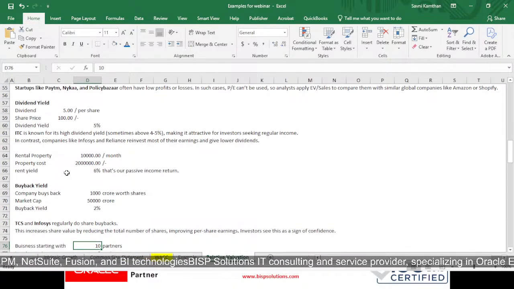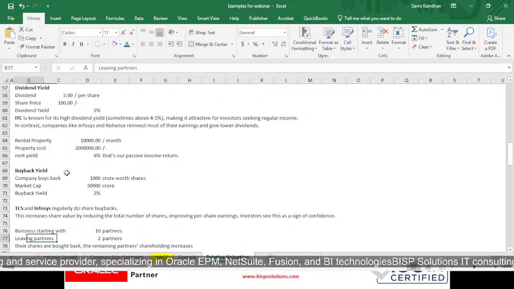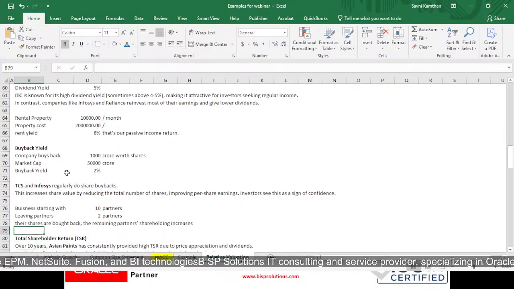This increases their share value by reducing the total number of shares, improving per share earnings. Investors see this as a sign of confidence, right? Think of it like a group business with 10 partners, okay? So 2 partners leave and their shares are bought back. So the remaining partners' shareholding increases. Just like that, buybacks boost shareholders' value, right?